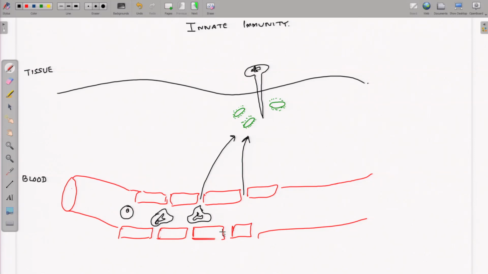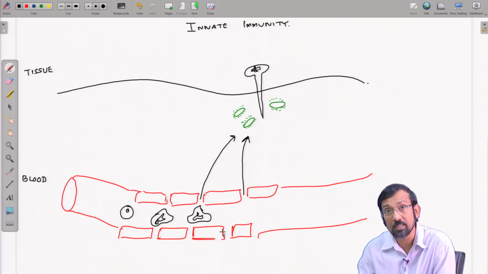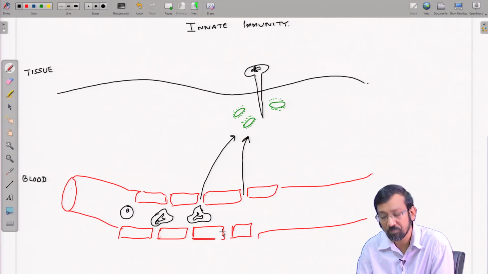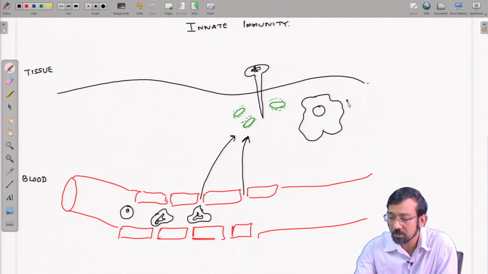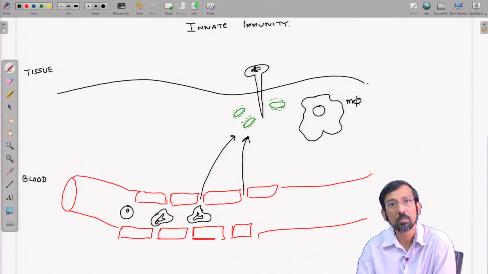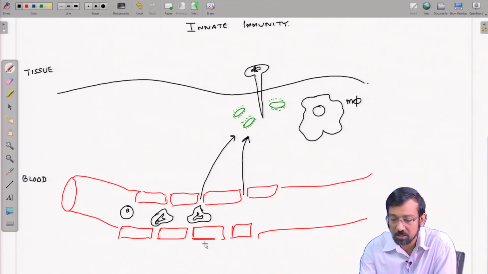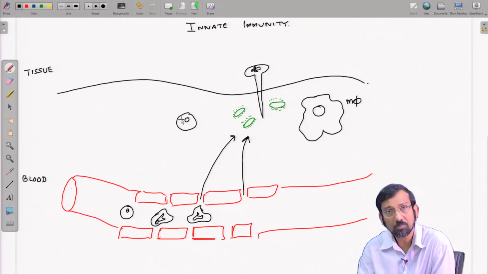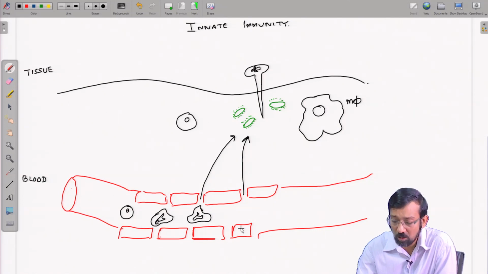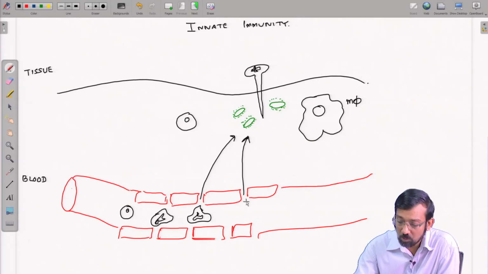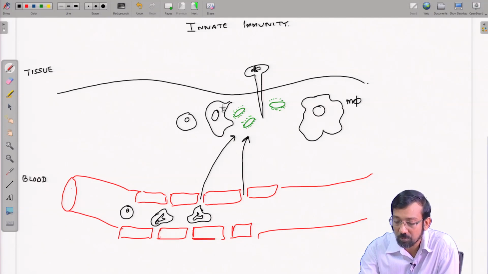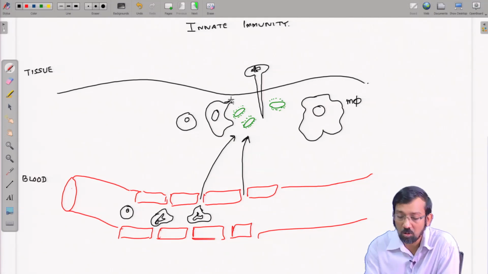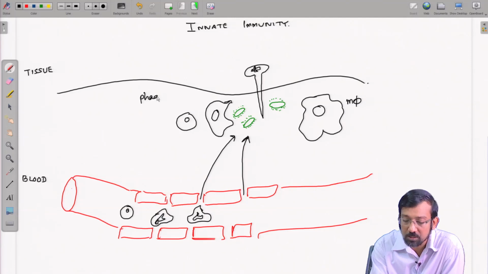How will they migrate? There is a specific mechanism by which these cells start to migrate to the site of action. And then you have tissue macrophages, the macrophage cells. The tissue macrophages and the tissue mast cells are already present there. So, now these cells which migrate there will try to engulf the pathogen by a process called phagocytosis.